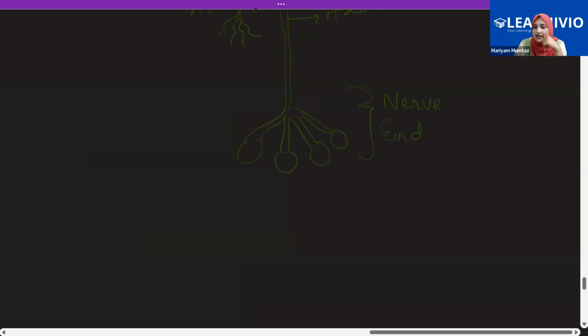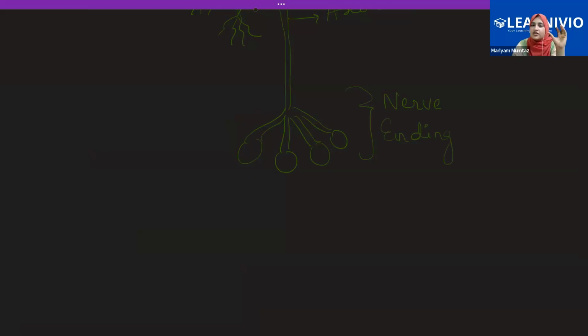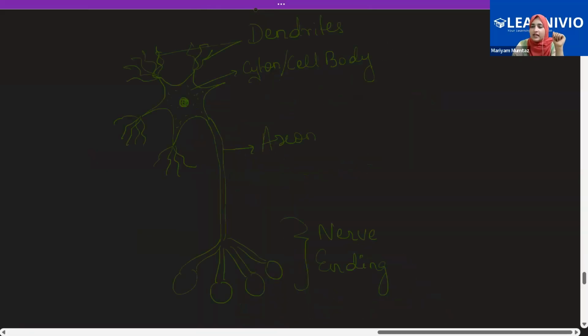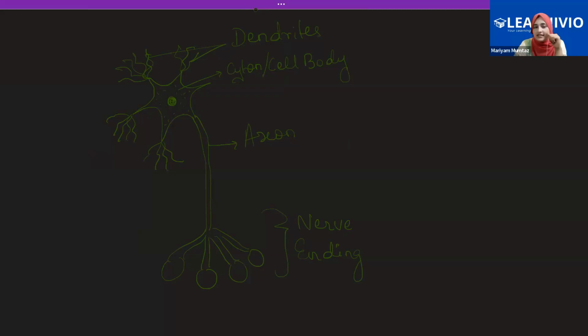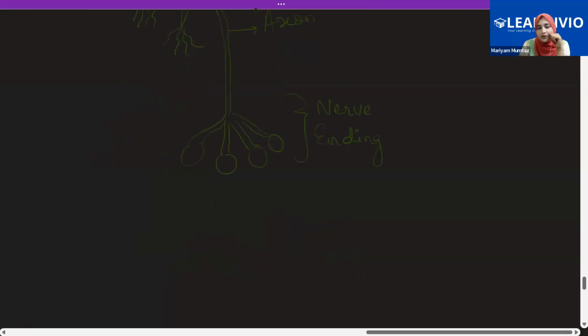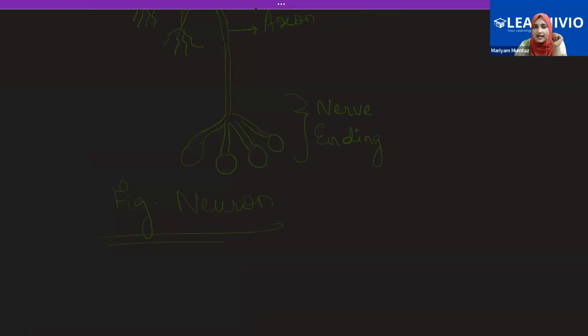So have you people understood how to draw the structure of a neuron? And did you notice how I have put all the labelings on one side? Not both sides, not top and bottom. All of it will be on one side. And then at the bottom, you will write figure and what you've drawn. So you've drawn a neuron. So this is your diagram of neuron.